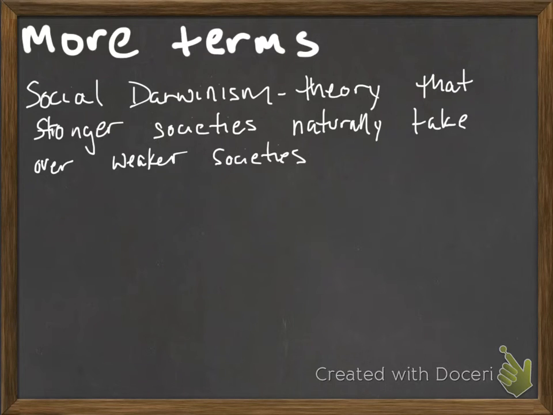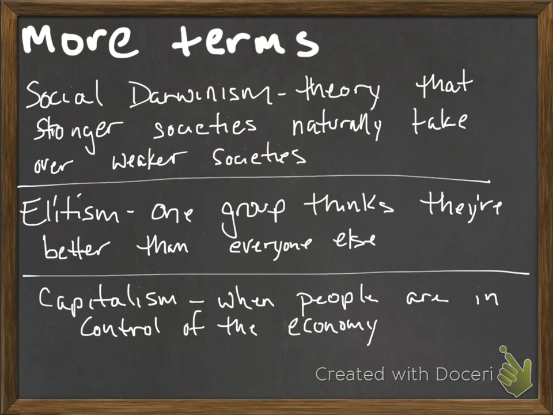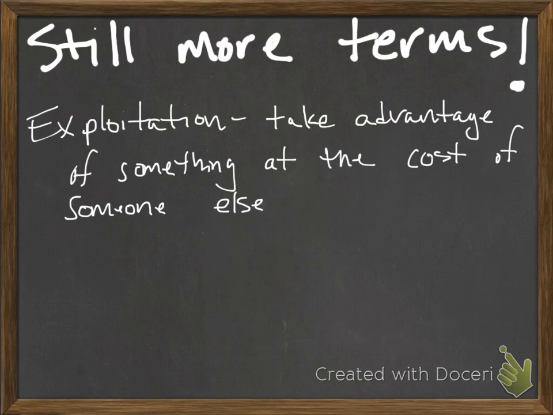Then we have social Darwinism. This is a theory that stronger societies naturally take over weaker societies. Elitism. This is the belief where one group thinks they are better than everyone else. Capitalism, when people are in control of the economy. And our last term here, exploitation. This is to take advantage of something at the cost of someone else.